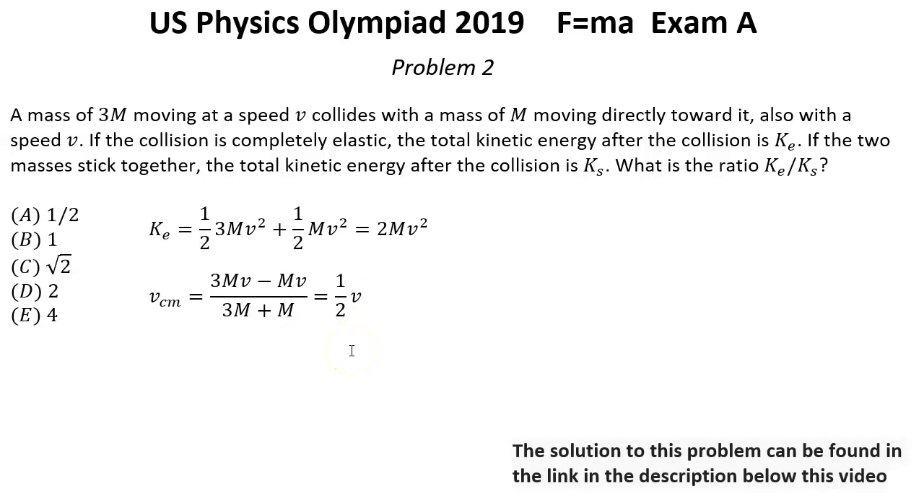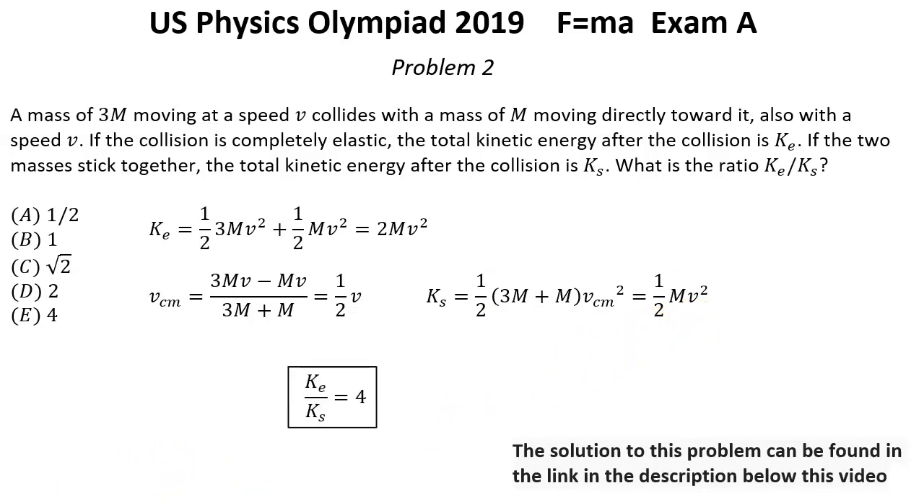And now we can count Ks. Ks equals this expression, which is 1/2 mv squared. And now we can count the ratio. The ratio Ke over Ks equals 4, which is answer E, and this is the solution for problem number 2.